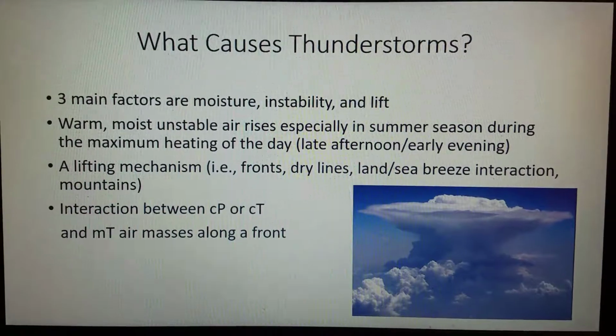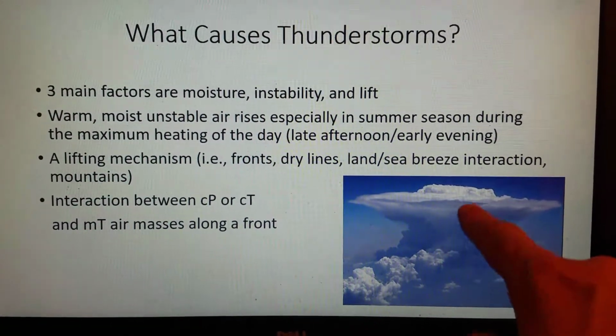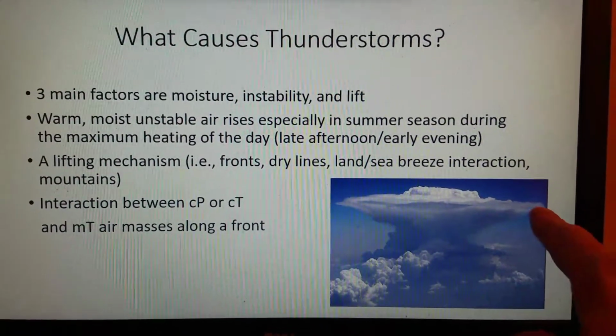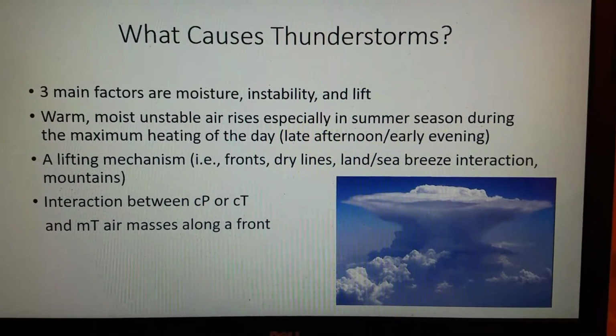So these are some of the major causes of thunderstorms, some of the scenarios that play out for thunderstorms to develop. In this picture here, a really nice picture showing you a thunderstorm cloud, this is the thunderstorm top forming that common anvil that we typically see.